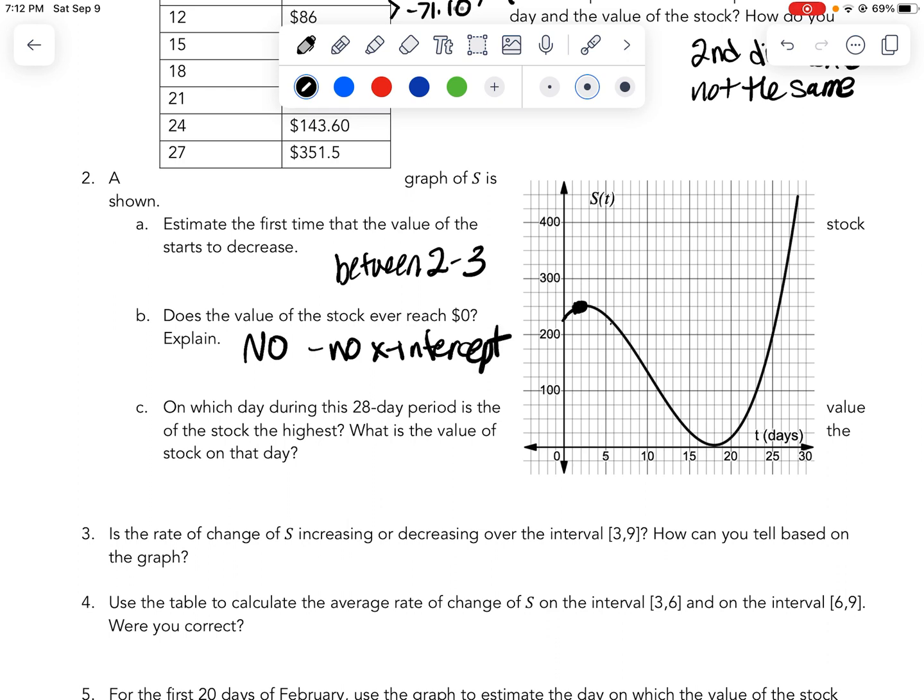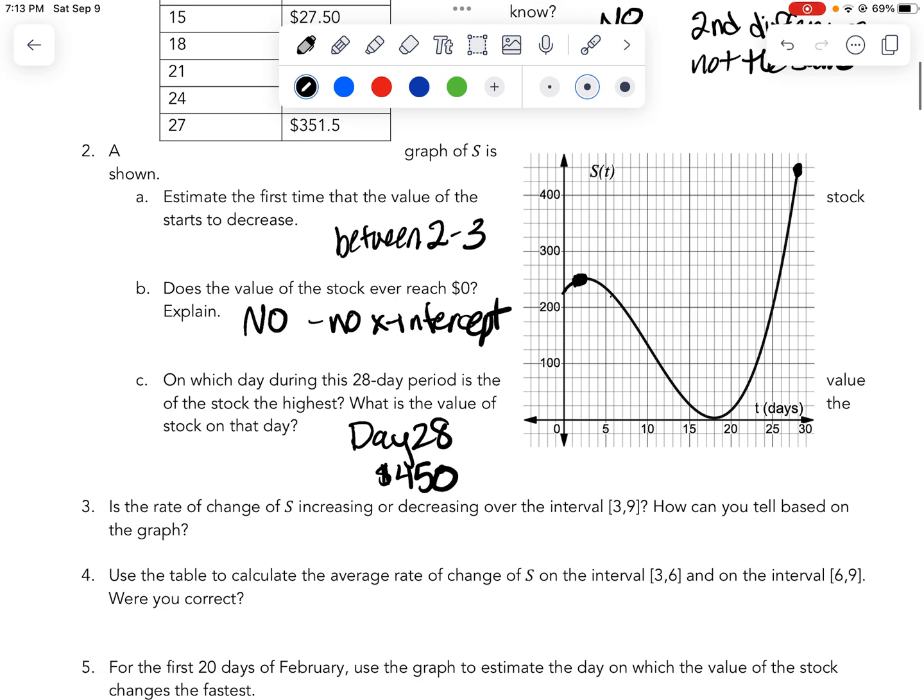On which day during the 28 day period is the value of the stock the highest? Well, it looks like right here it's the highest point. So I would say day 28. And that looks about, what are we counting by? 25. So maybe about $450. Is the rate of change of S increasing or decreasing on the interval 3 to 9? So 3 to 9. Well, look at that. It's decreasing. And why? Well, it's concave down. It's going down.